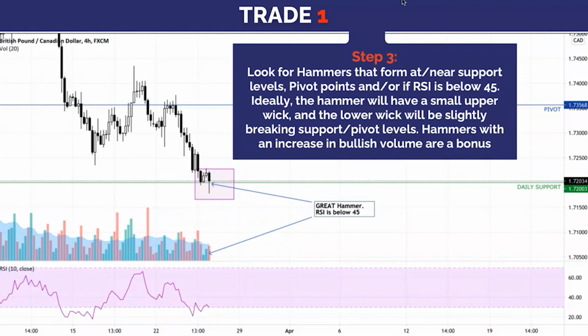So the hammer candle that we've got here, as you can see, first and foremost, let's just check, is it at low RSI? And we can clearly see that it is. Okay, so it's below 45.